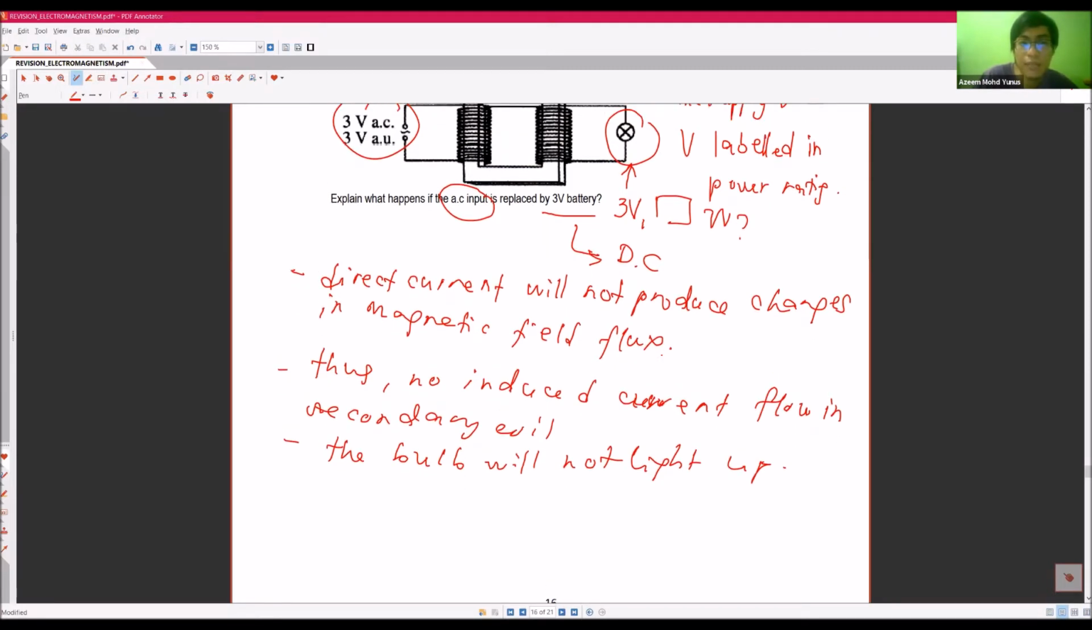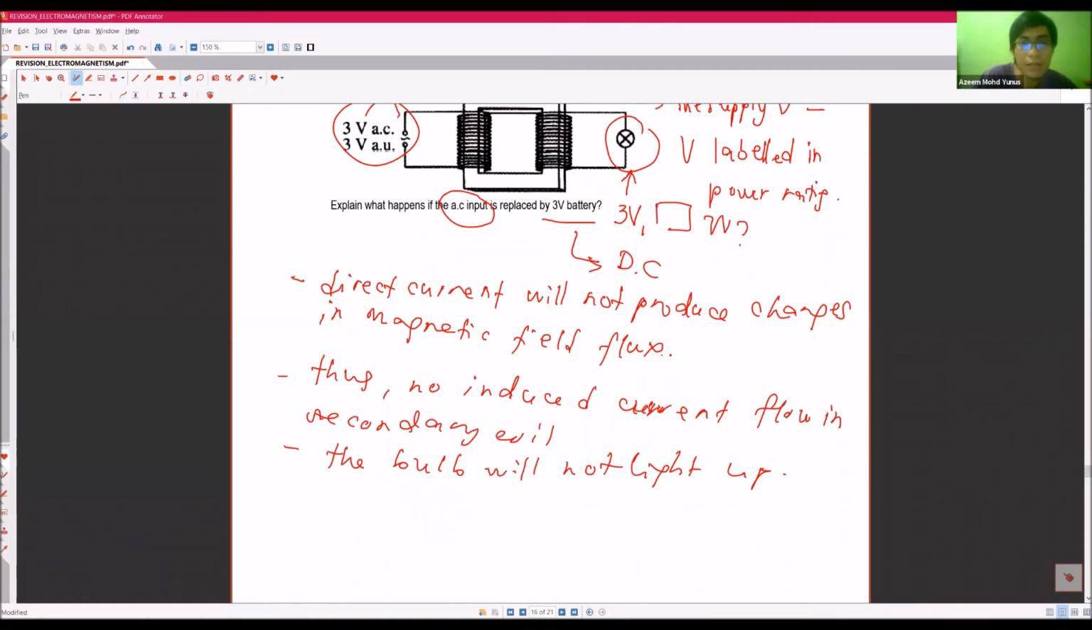Okay, so that is the reason why DC current is not working for a transformer, because the magnetic field flux is constant, so there are no changes to the magnetic field flux, so the induced current will not be produced. So when will the induced current flow, or induced EMF be produced? Only when there are changes of magnetic field flux, through cutting of the magnetic field flux or relative motion. Okay, so we already learned that before.